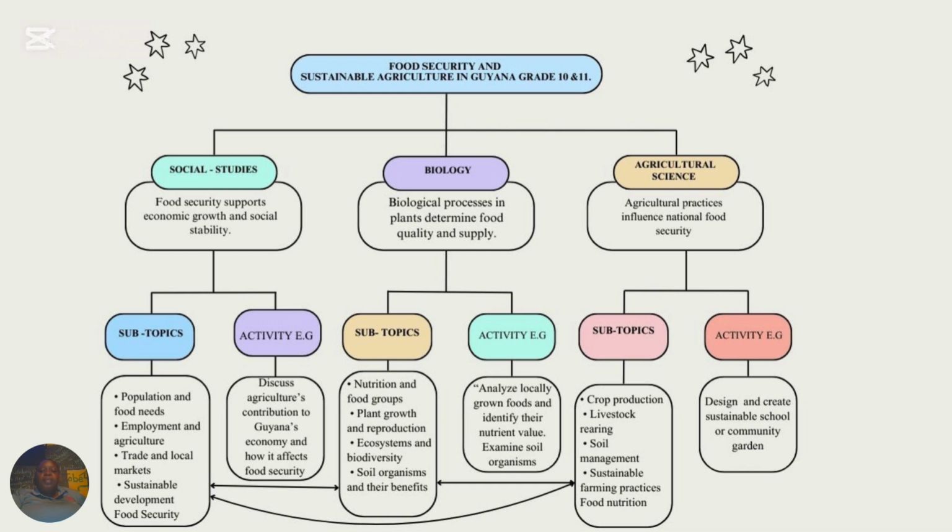The arrow at the bottom of the map shows the interconnection between the different subject areas. For example, biology supports agricultural science, and agriculture supports social studies. So, good nutrition supports a healthy population. This integration approach helps students to understand real life issues and reflects the goals of the national curriculum.